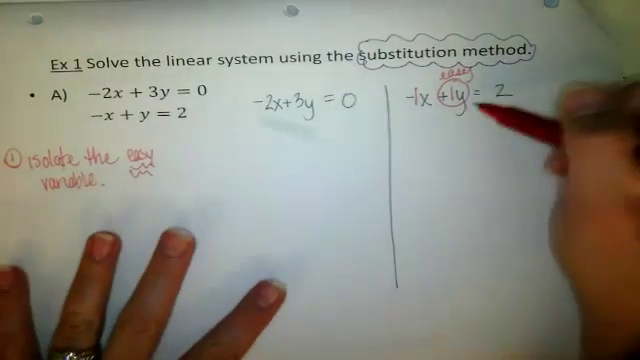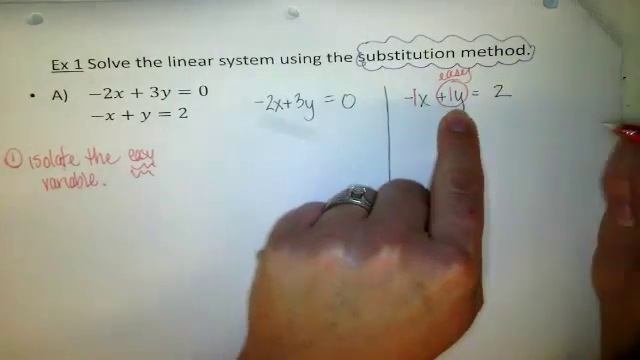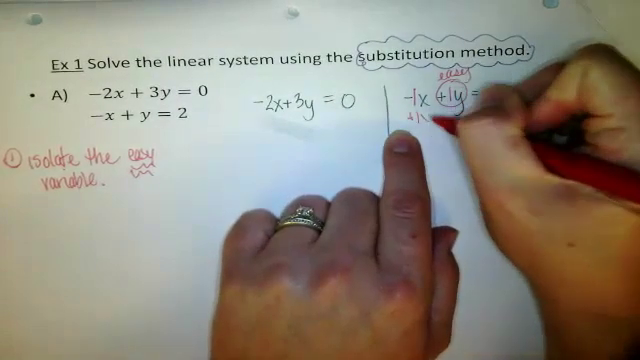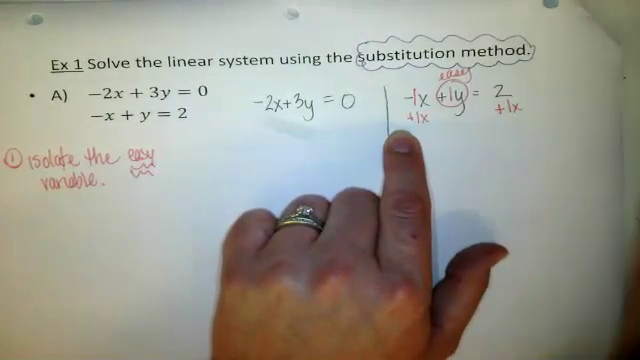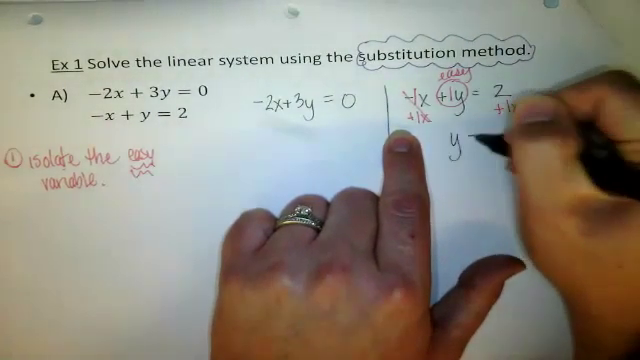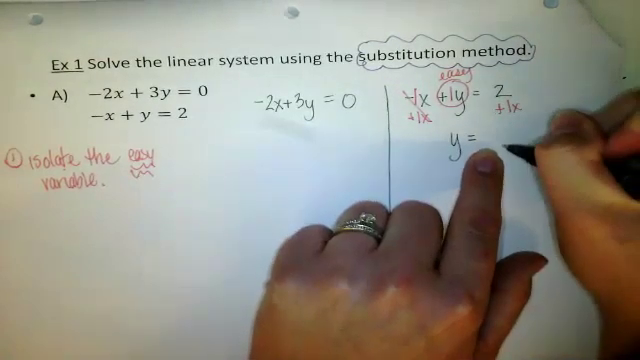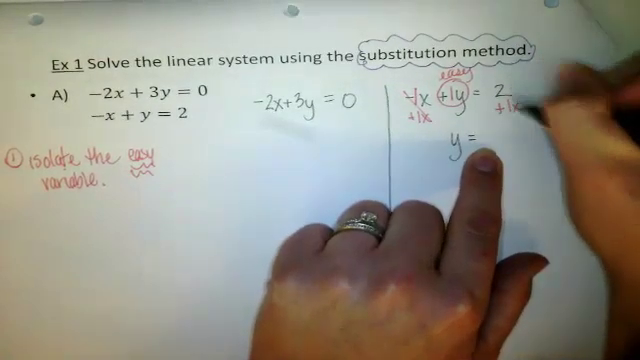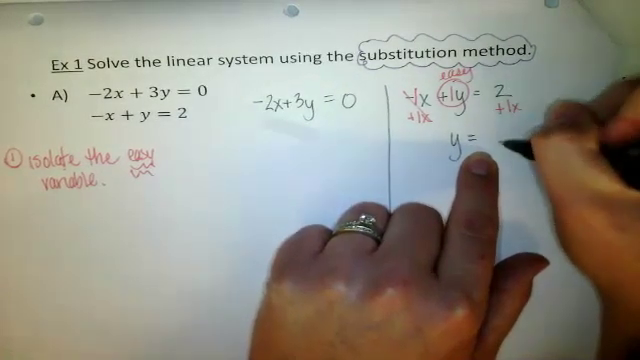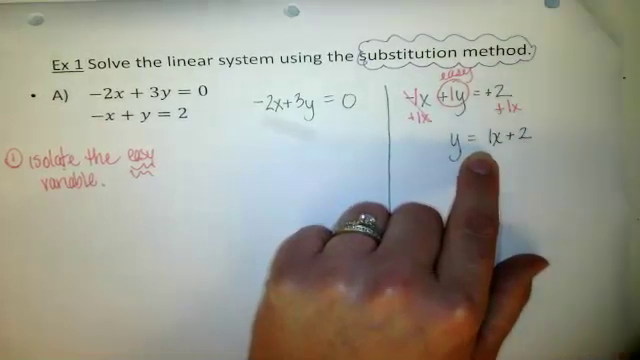What we want to do is we want to isolate this easy variable. So I want to get this 1y all by itself. So what should I do? Add the 1x, move it to the other side. All right, we can do that. So I have y equals, now what do I have on the right-hand side then? Can I put these together and make a 3x? No, they're not like terms, so they're going to just stay separated. A 1x, and this is a positive 2.